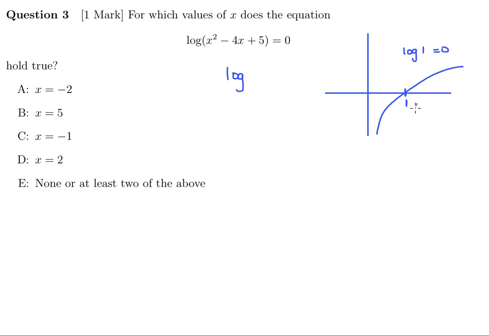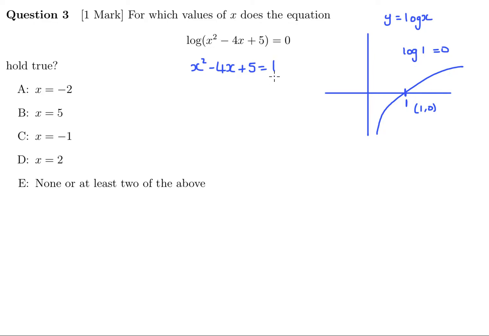So that coordinate there is (1, 0). 1 for x, log x is equal to y. So 1 for x gives 0 for y. So that's what we've got happening here. This stuff in the bracket has to be worth 1, not 0. So to find out what makes the bracket worth 1, we need to solve this equation.